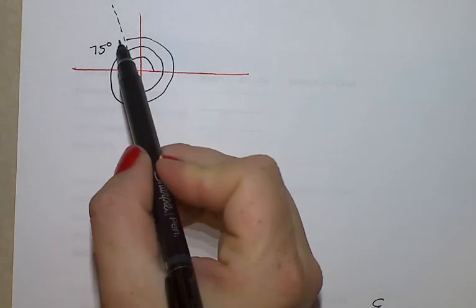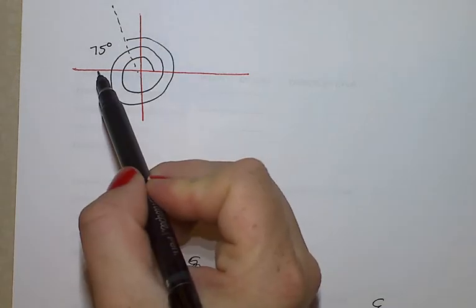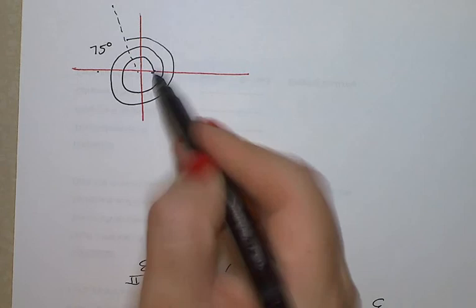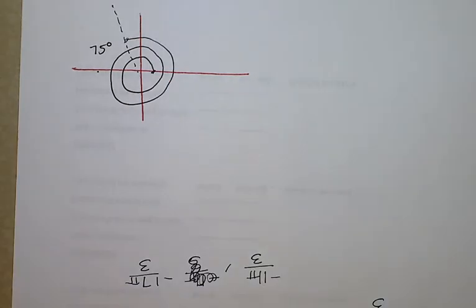From here to here is 75 degrees. How many degrees did I represent from this point to this point? With the help of your partner, you have 15 seconds, go. Start talking, I should hear you talking. Your final answer ends in a 5.